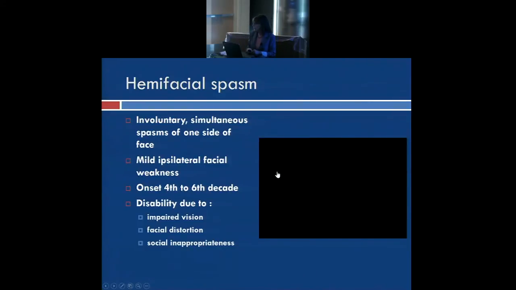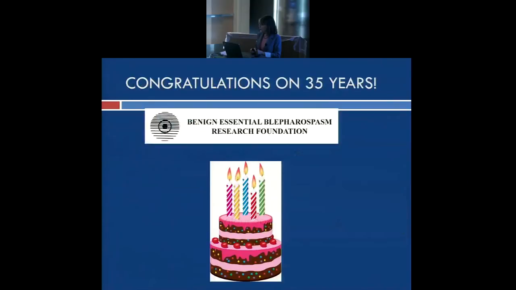So I've given you rather a quick overview of blepharospasm, as well as the eye disorders seen in other neurological diseases.